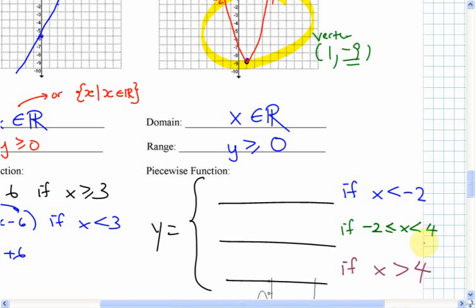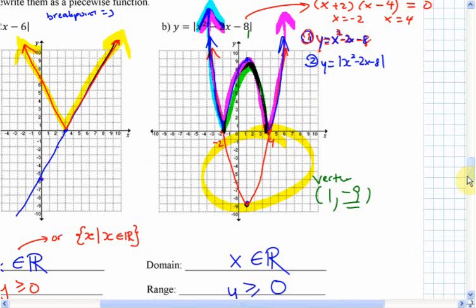Equal sign on the 4? Sure, thank you. Either way, it doesn't matter. So once again, I have 3 pieces, right? The piece in blue has x values less than -2. The piece in green is between -2 and 4. And the piece in purple is bigger than 4. Now, listen up. Which part got reflected?